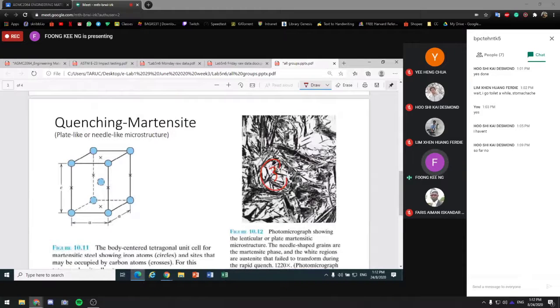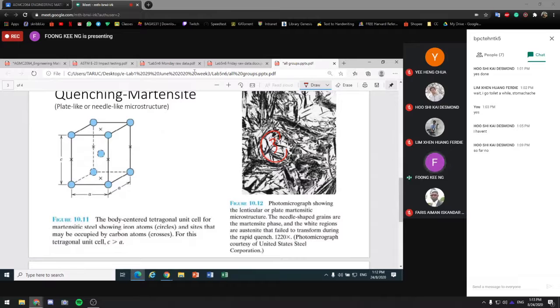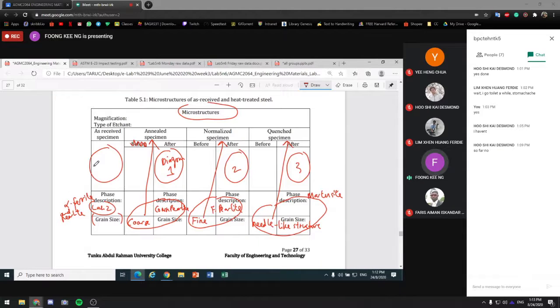So this is a needle-like structure here. I'll show you later. There is a video on how you draw and sketch a schematic drawing here. Okay, so this will be diagram 3. So this one is from your lab.